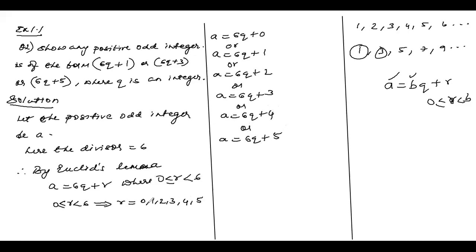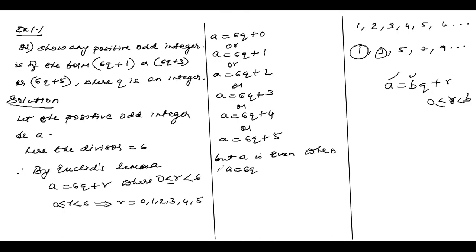I told you, these are the possible remainders. Got it? So from here I understood A can be any of the 6. But A is even when A is equal to 6Q. 6Q plus 0 means 6Q. 6 is divisible by 2. So 6Q is an even number. A is equal to 6Q is an even number.